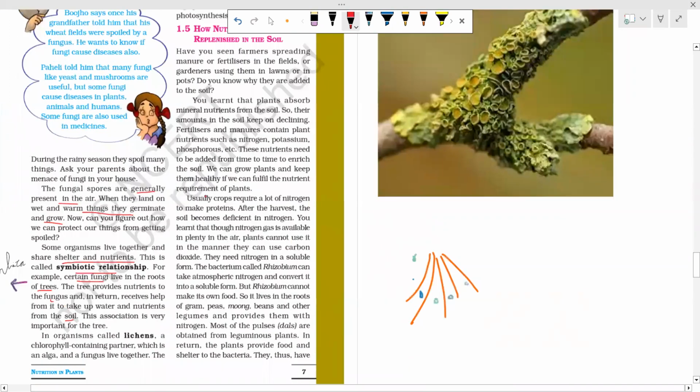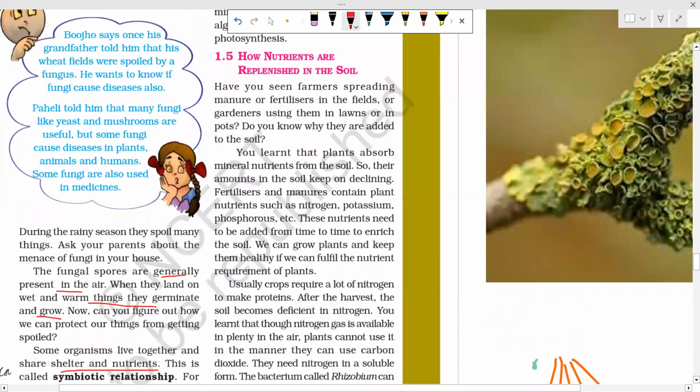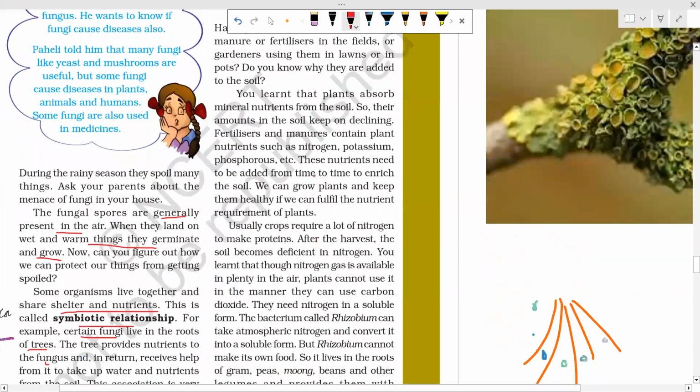Now, how are nutrients replenished in the soil? Usually, crops require a lot of nitrogen to make proteins. After the harvest, the soil becomes deficient in nitrogen. After the crop is grown, the nitrogen present in the soil reduces because that nitrogen is utilized by the crop growing in the field.